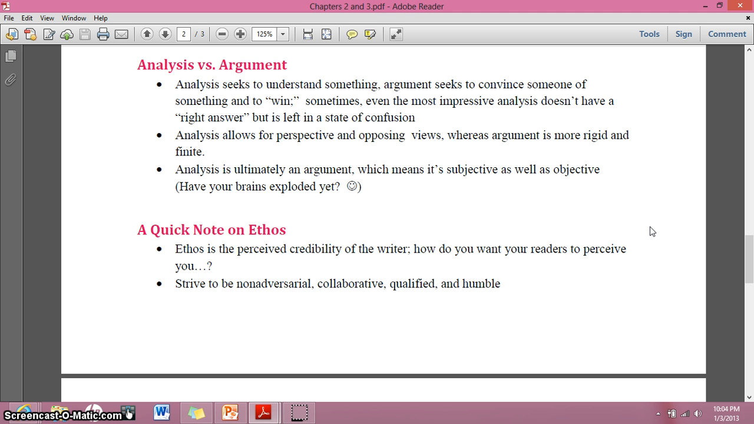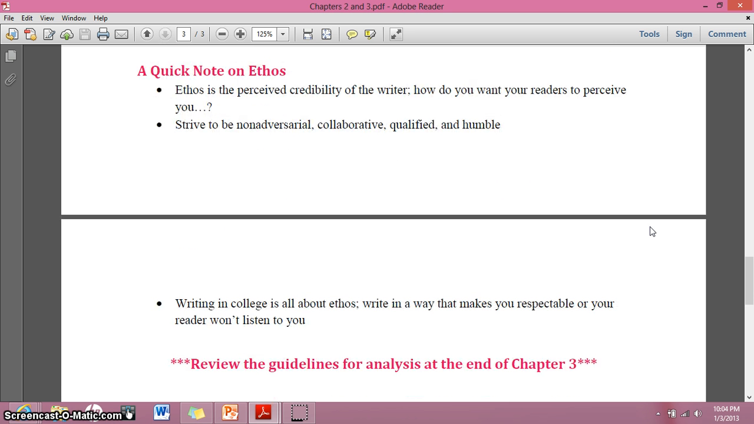Really? Did your brain explode? I hope not. Hopefully you kind of saw that coming. I don't know. But it's both at the same time. You have to keep yourself out of it. You have to stay objective when you analyze. But when you present your analysis and your interpretation, you are technically arguing. Let me know if you need a brain transplant after that one.